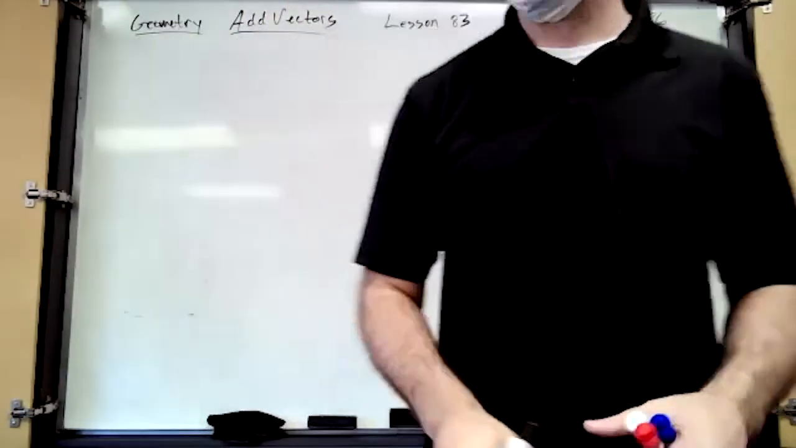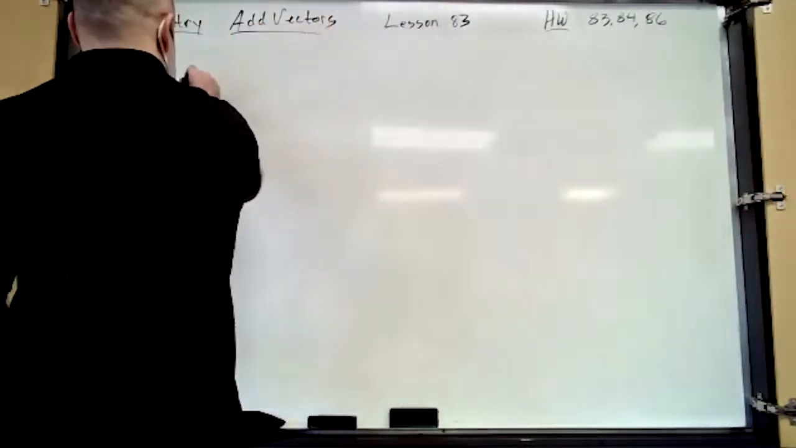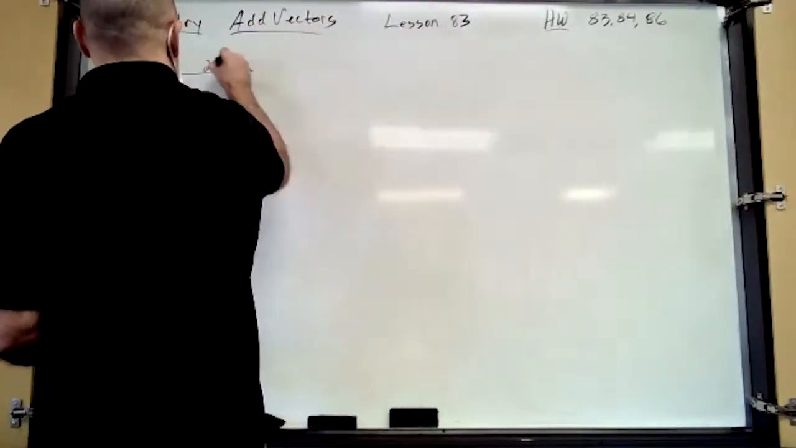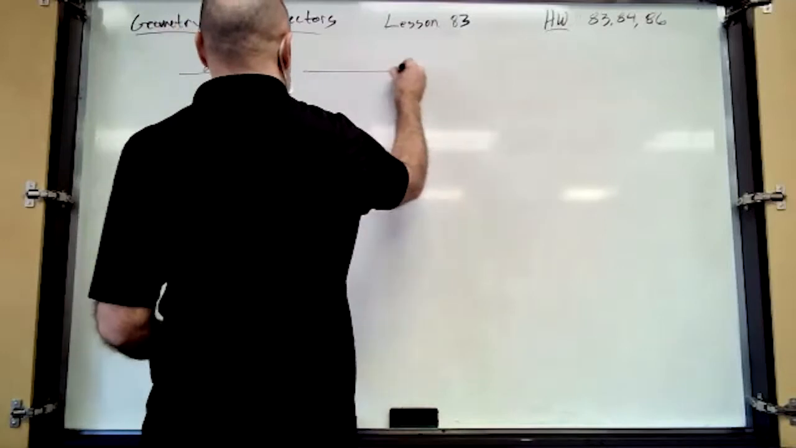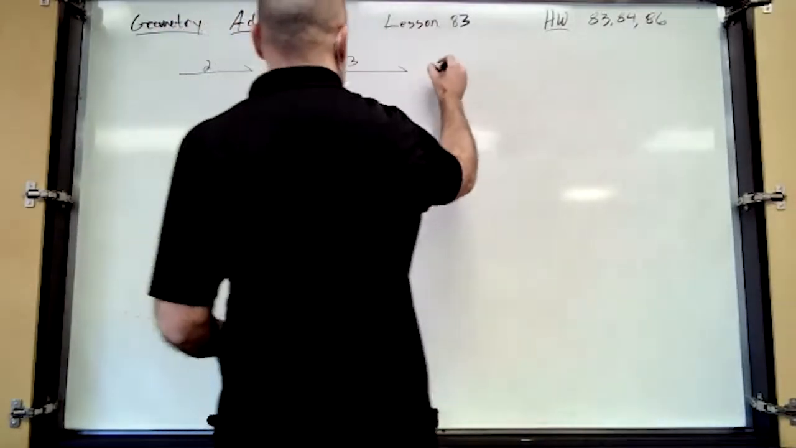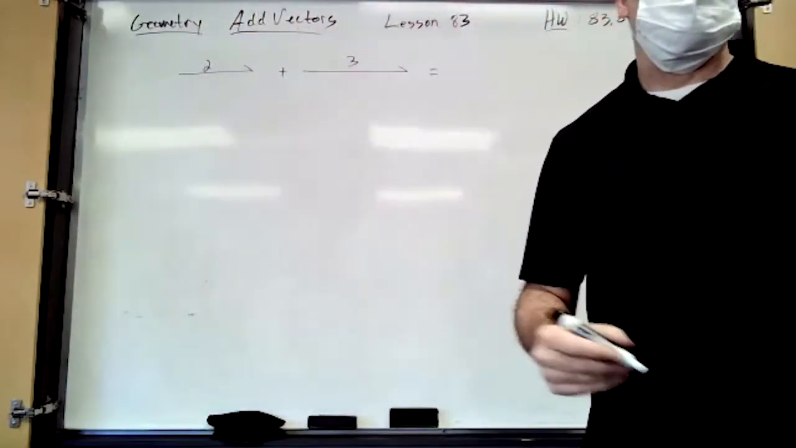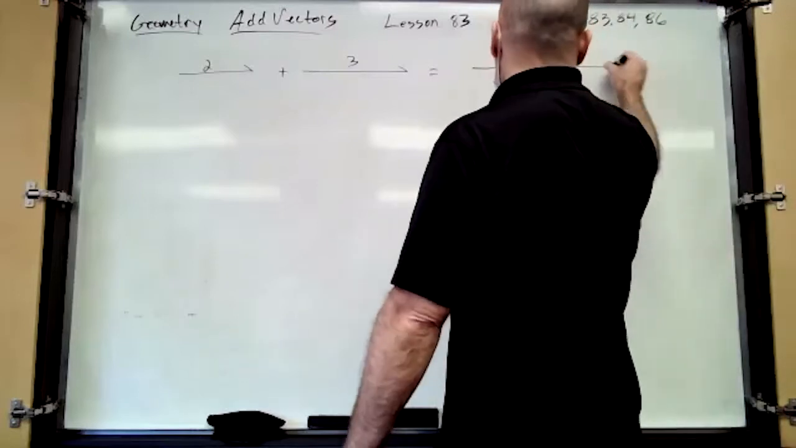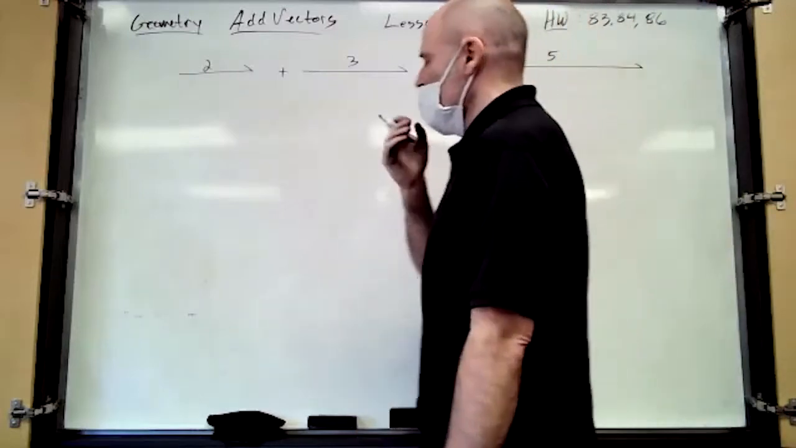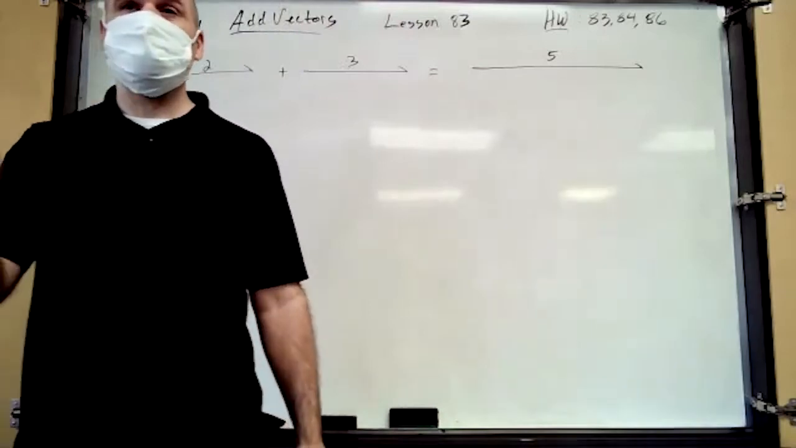All right, so we are going to do lesson 83, which is adding vectors. So right now, if you had a vector that looked like this, 2 units plus 3 units, what's that going to be? 5 units, right? Okay, well, that's nice if they're both going the same direction.